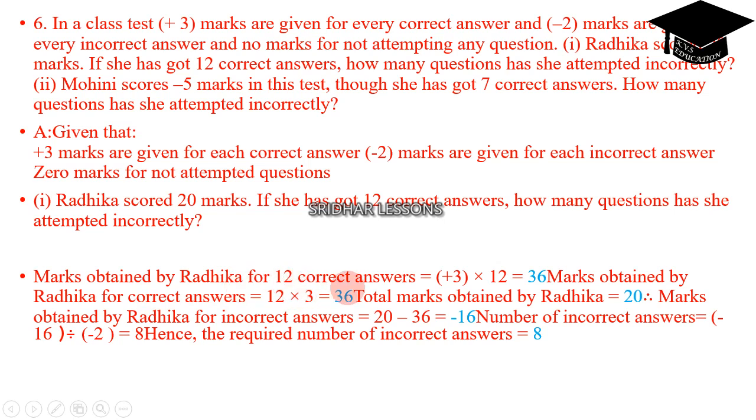Marks obtained by Radhika for 12 correct answers is 3 into 12, that is 36. And marks obtained by Radhika for correct answers is 36. Total marks obtained by Radhika is 20. Okay. Therefore, marks obtained by Radhika for incorrect answers is equal to 20 minus 36, that is minus 16. So, number of incorrect answers is equal to minus 16 by minus 2, that is equal to 8. Hence, the required number of incorrect answers is 8.